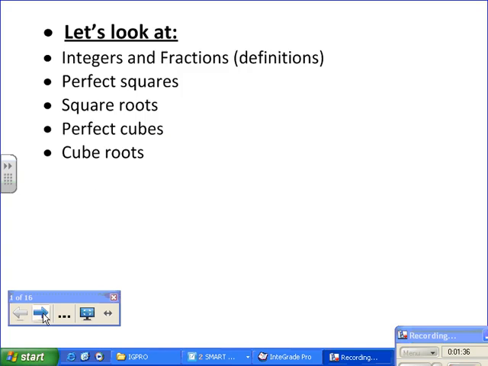So let's get started. Here's what we're going to look at. We're looking first at a couple of definitions. We need to know what integers are because we're going to be using these types of numbers called integers in chapter 4. And we're also going to be dealing with some fractions that we can't avoid. So a couple of definitions around integers and fractions, some math terms we need to know. Then we're going to be looking at perfect squares and square roots. In part 2 we'll look at cubes.